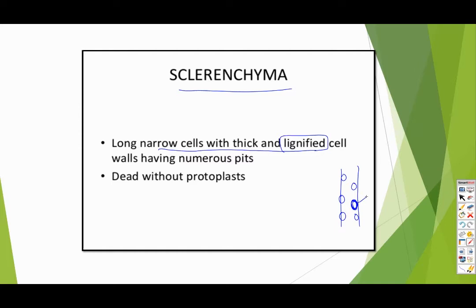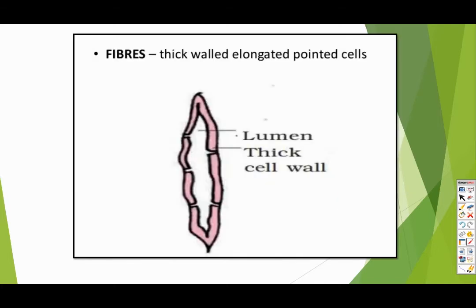See, in the sclerenchyma, you have two types. The first one is your fibers. Now, children, fibers are elongated and pointed cells. See, this is your pointed part. And inside, you will have a particular cavity present, and that's nothing but your lumen. Am I clear to you? It's nothing but your lumen.